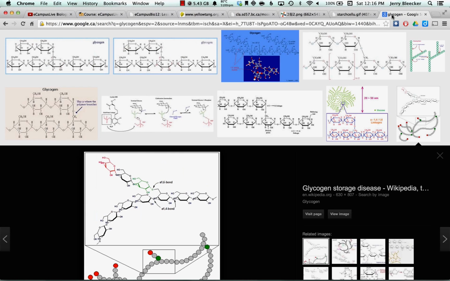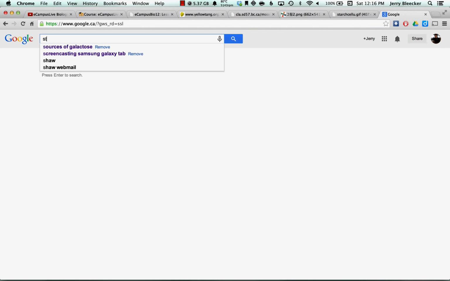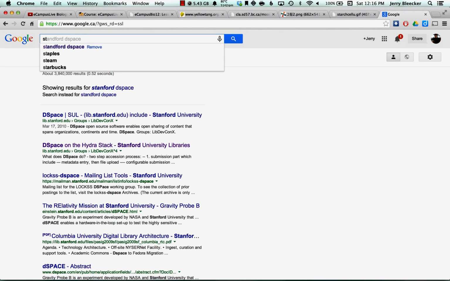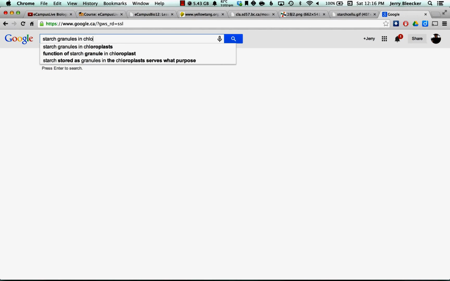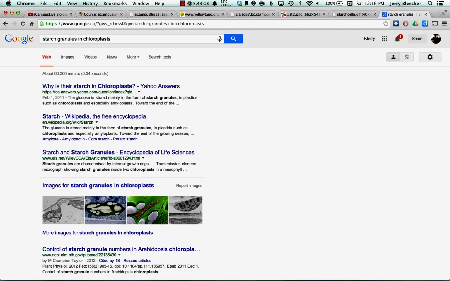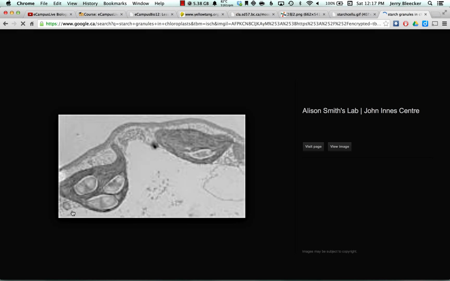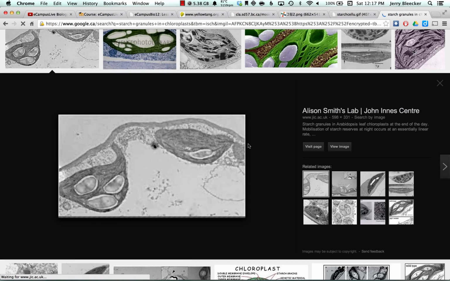Let's go back to Google for one moment. If you look at starch granules, you'll tend to find them in chloroplasts. Chloroplasts are, after all, where the sugars are made. And as you build up the sugars, you start to build up these starch granules. Now, when you look at a chloroplast, this is an electron micrograph of one. There we go. These little oval-shaped bodies, this is starch storage.